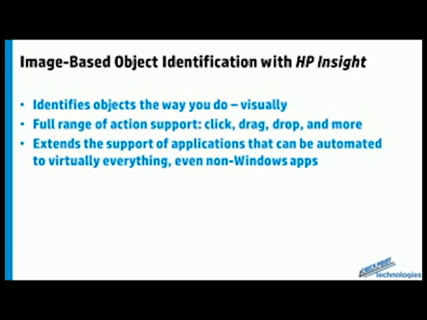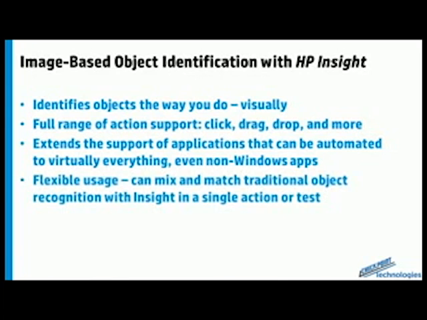Now, the key here is the HP Insight, this Insight technology, is really just sort of a way of identifying objects that we wouldn't be able to identify otherwise. So we still want to try to use the native object identification because that's going to work better most of the time. But if there's objects that, for whatever reason, can't be identified using the native technologies, this is where HP Insight comes in. So this is really kind of that last-ditch effort to make sure we can automate. And it really is a good one because it covers basically everything that we wouldn't be able to touch otherwise.